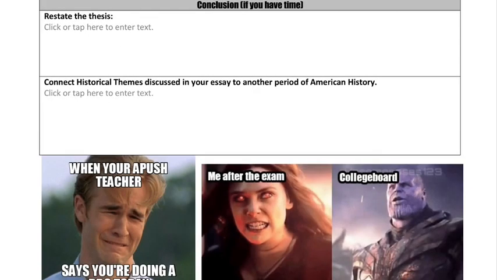The third part of the DBQ breakdown is that conclusion paragraph. Now, you should only consider writing a conclusion if you have extra time. And you'll notice in that sample DBQ that you read about the New Deal that the student did. In this instance, you can restate the thesis, and then you can connect the historical themes discussed in your essay to another period of American history. This, again, shows that deep understanding of history. It shows that you have a complex understanding of history.